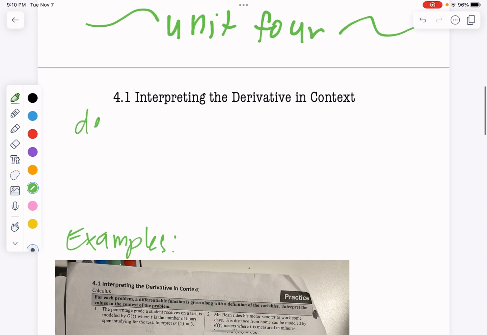Once again, the derivative of something is literally just the slope, all right? It's literally the slope at said point, and that's a concept you really need to understand when trying to interpret derivatives, okay? Derivative is just a beautiful slope, all right?